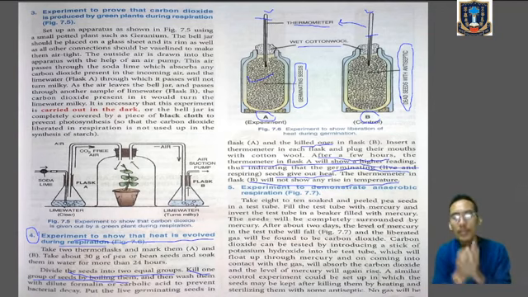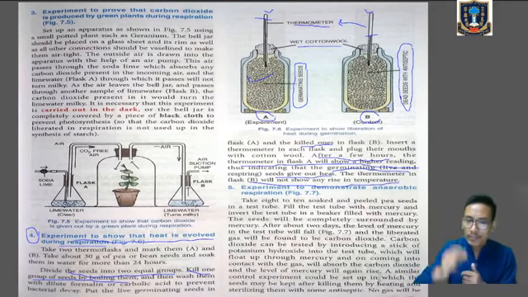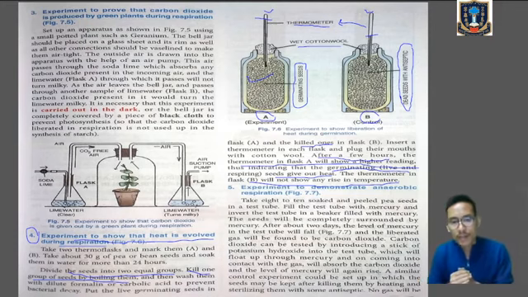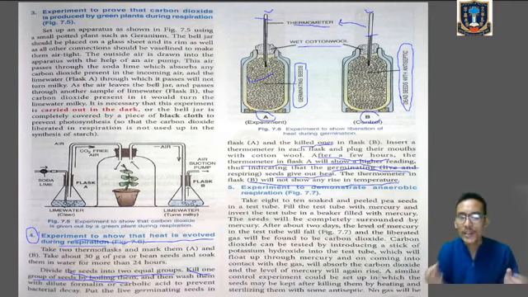Our observation will be that the reading of the thermometer in flask A has increased. So there will be a higher reading in the thermometer placed in thermoflask A, whereas there is no rise in temperature in the thermometer placed in flask B. So our conclusion will be that the germinating seeds give out heat during the process of respiration.